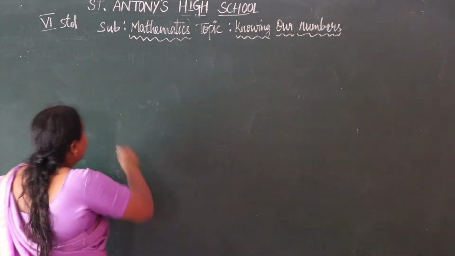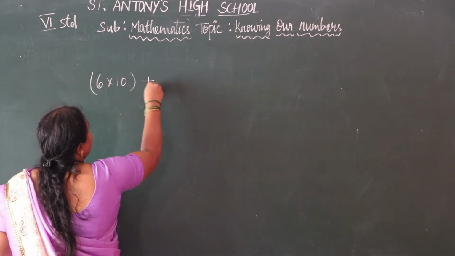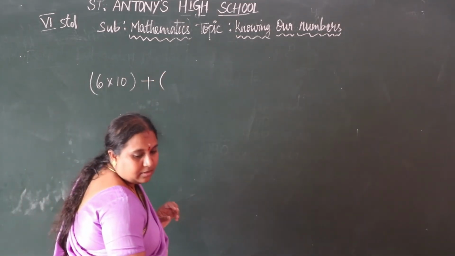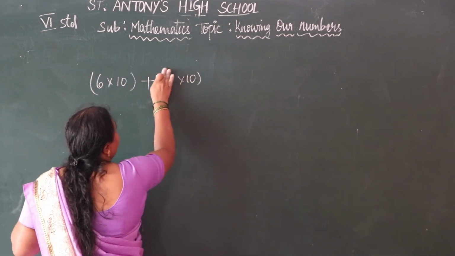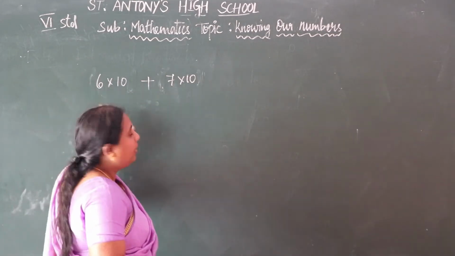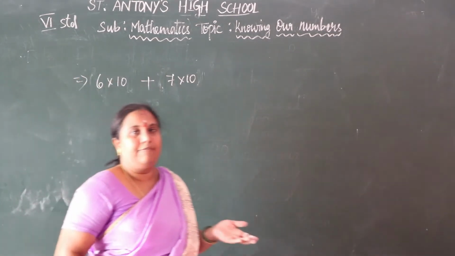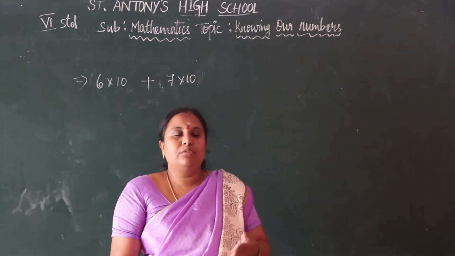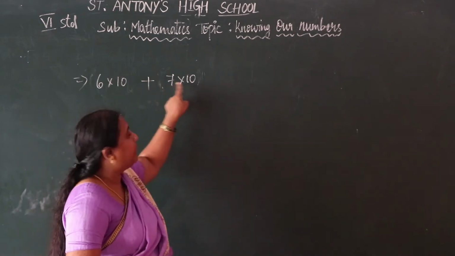See, it is given 6 into 10 plus 7 into 10. For this, we use brackets first, and then we calculate. So here it is given 6 into 10 plus 7 into 10.